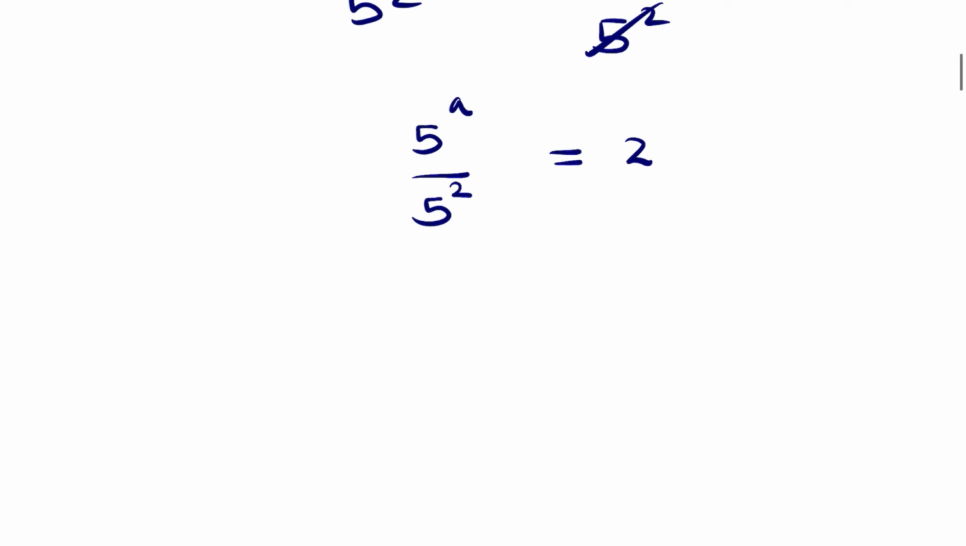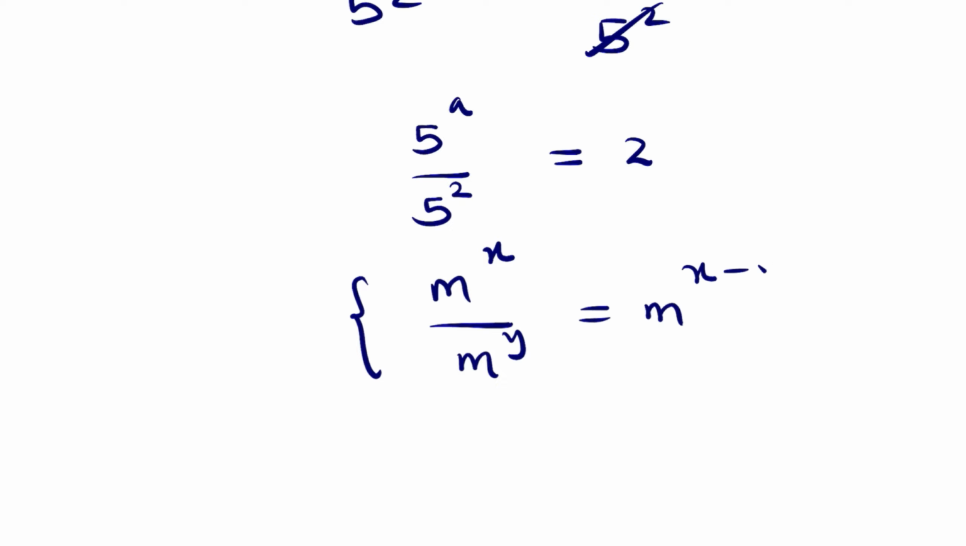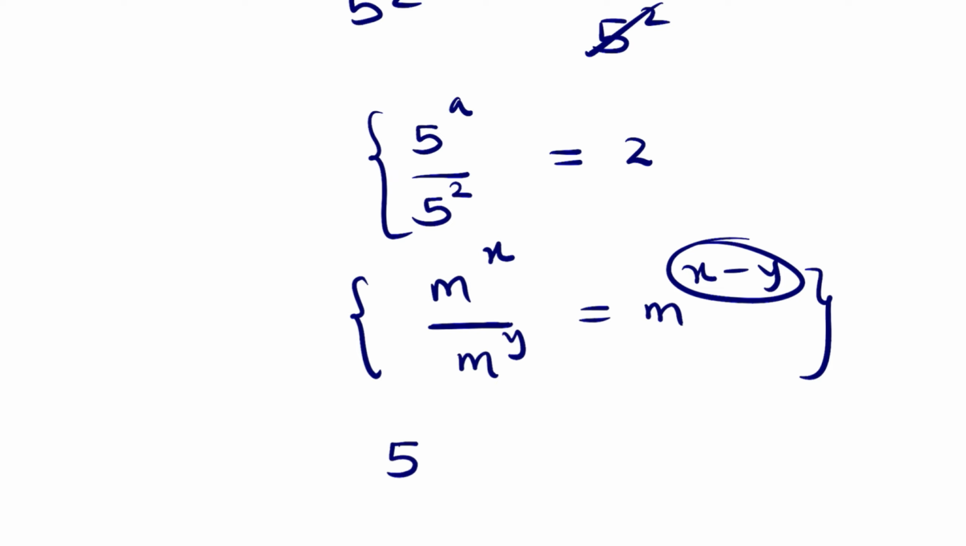Now we can apply the law of indices. Remember, when you have m raised to power, say, x divided by m raised to power y, you can express this as m raised to power x minus y. When you have division, the powers are subtracted. So in this case, we have division. We're going to say 5 raised to power a minus 2 is equal to 2.